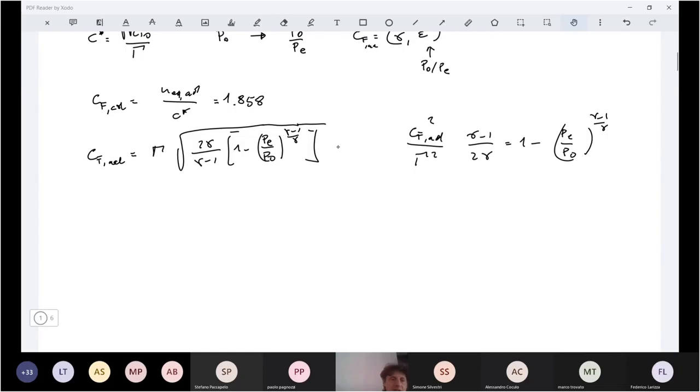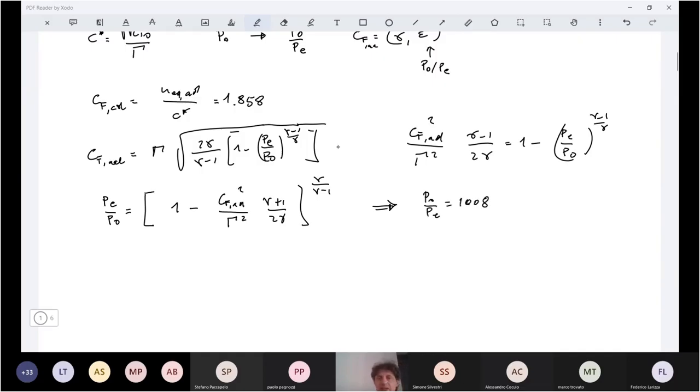And so PE over P0 will be equal to 1 minus CF adapted condition squared over gamma squared, gamma minus 1 over 2 gamma, and all to the power gamma over gamma minus 1. The result is that P0 over PE is 1008, and as a consequence our P0 will be 252 bar.